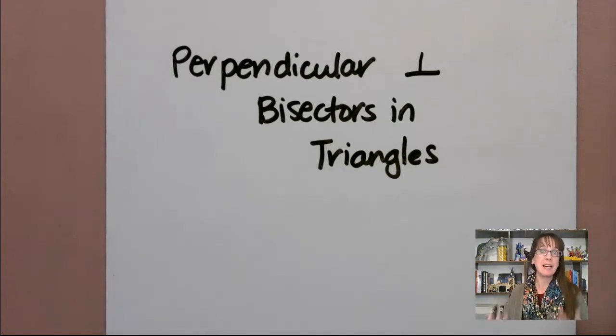Bisectors means it cuts something in half, right? So it's exactly how it sounds. We're going to create a line that cuts something exactly in half, but that has a 90-degree angle. So let's take a look at how that looks with triangles.